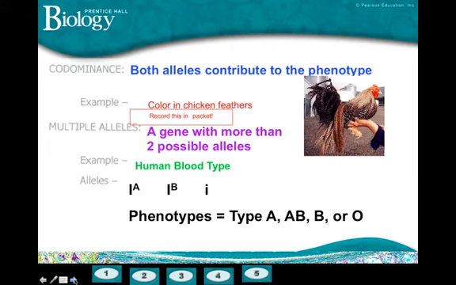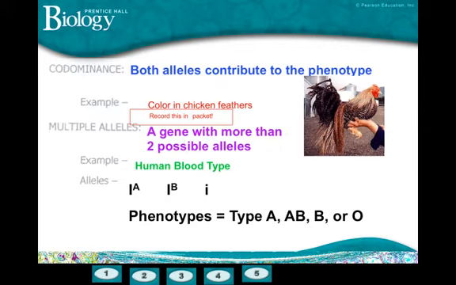Awesome. Now, another example is codominance. This is where both alleles contribute to the phenotype. One example is color in chicken feathers. This is what you're going to want to record in your packet. There's what's called the checkered chicken. There is a white allele and a black allele. In this example, with codominance, you can actually see each trait by itself, which is what provides that striping. We can see white and we can see black. We don't see a gray chicken. Incomplete dominance is blending. Codominance is where we get to see both.